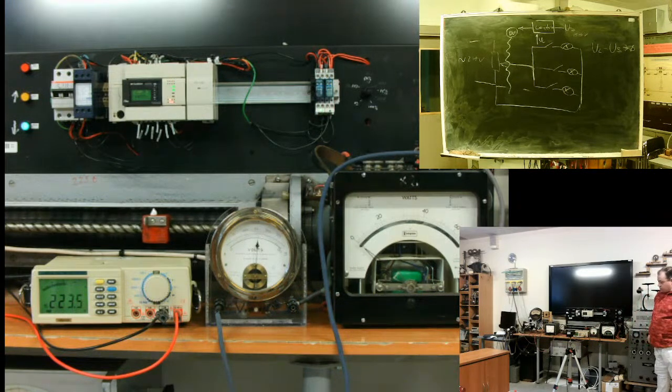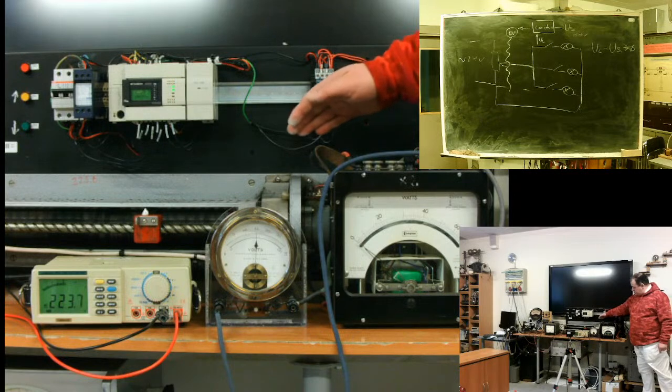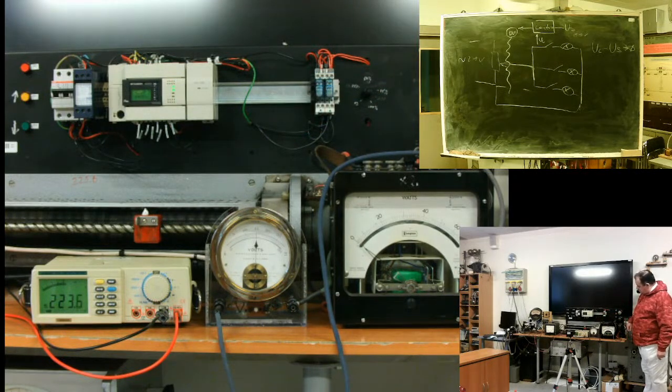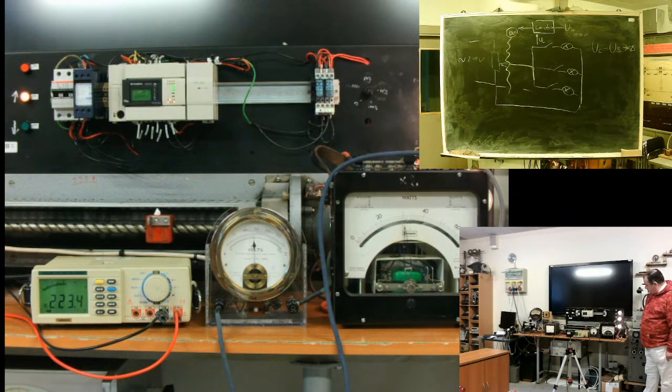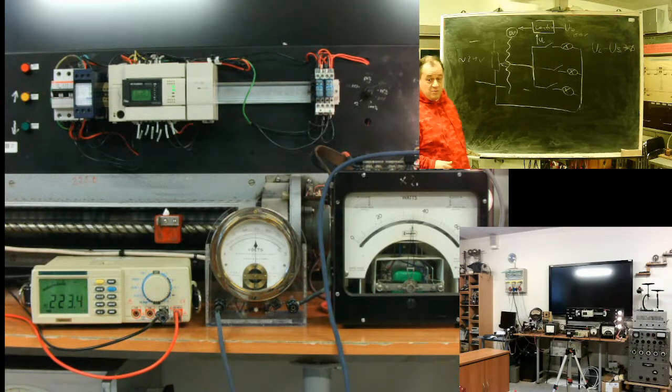Now the load is 0. You can see the control system changes the position of the rheostat. The voltage becomes 150. Now I have full load. You can see everything works. The control system returns the voltage to the set point.